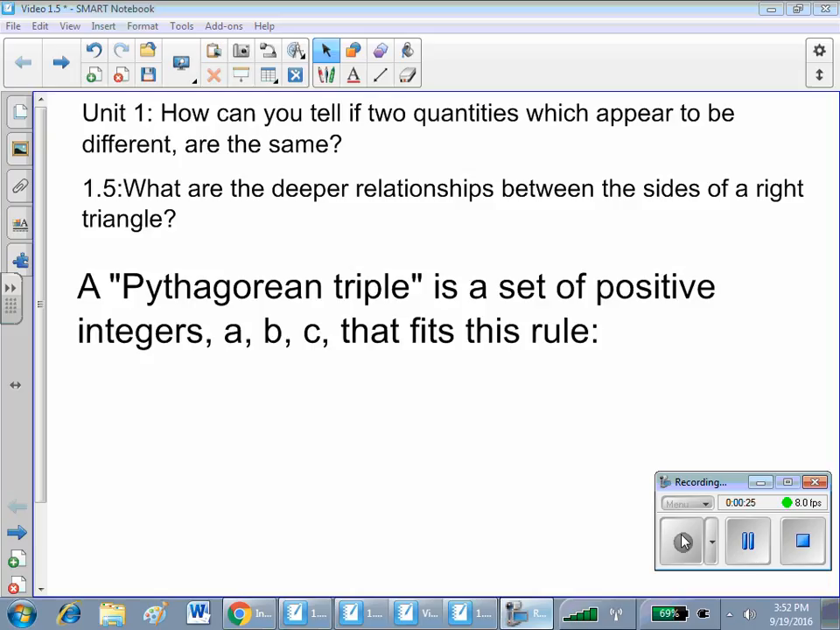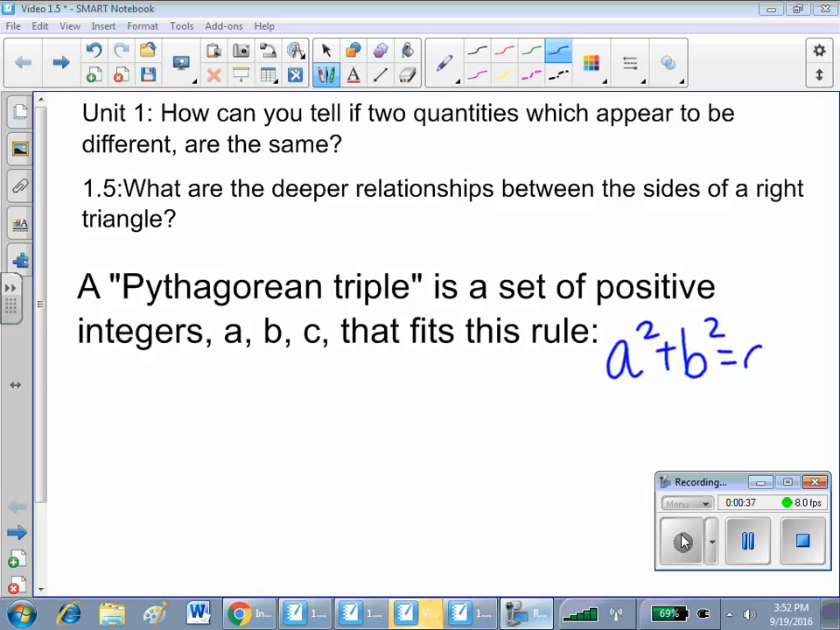So let's copy this down. A Pythagorean triple is a set of positive integers, a, b, c, that fit the rule. And you've definitely seen this rule before. A squared plus b squared equals c squared.